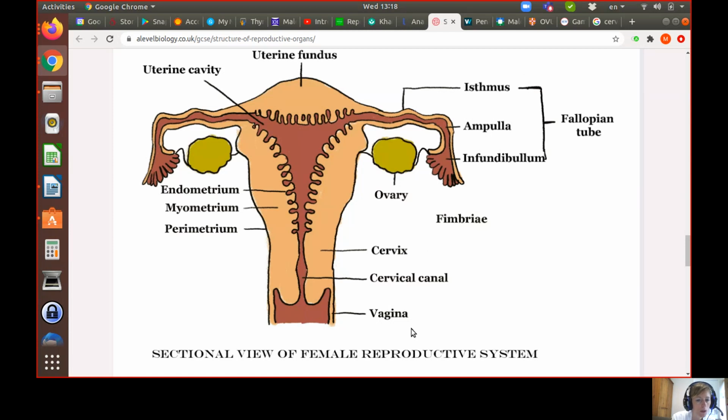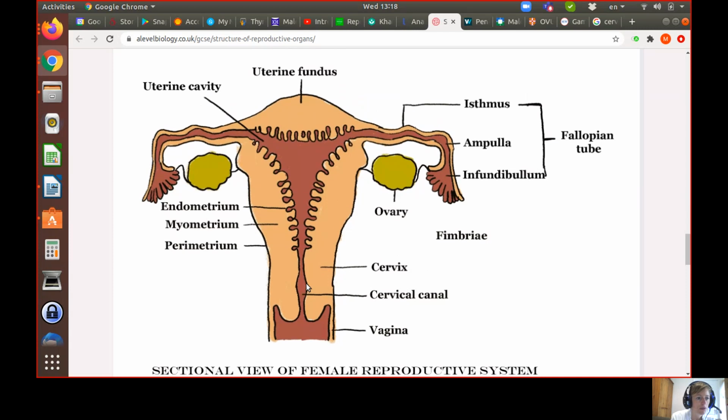So what are the three main functions again? First of all, it's during menstruation. Yes, it's a passageway. And during sexual intercourse, what does it do? Yes, it receives the penis. And what does it do afterwards? Yes, it holds the sperm until it can pass on.